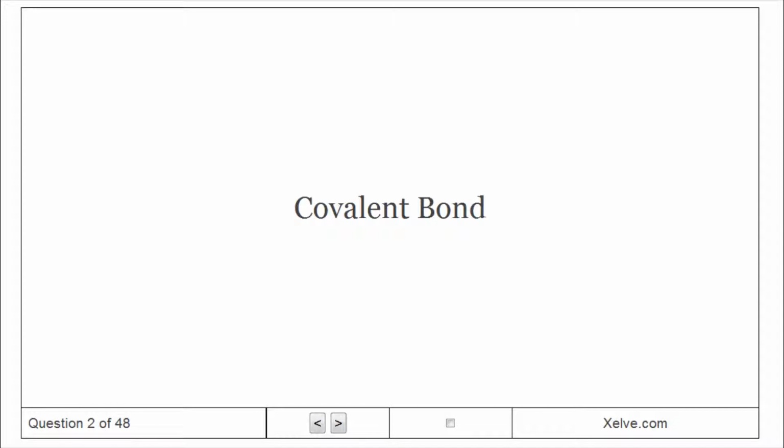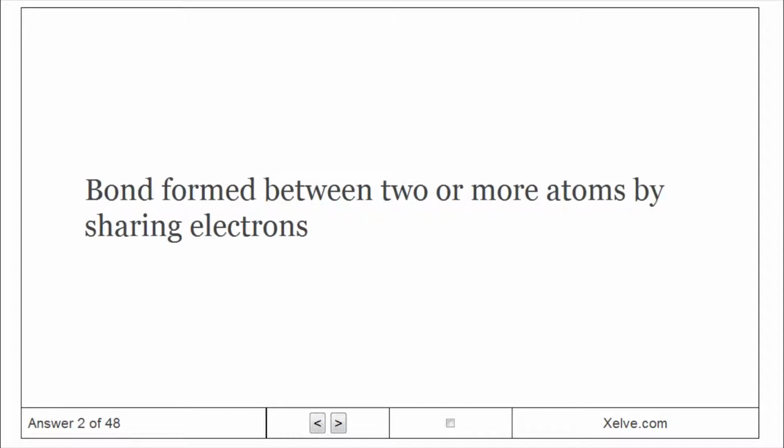Covalent bond. Bond formed between two or more atoms by sharing electrons.